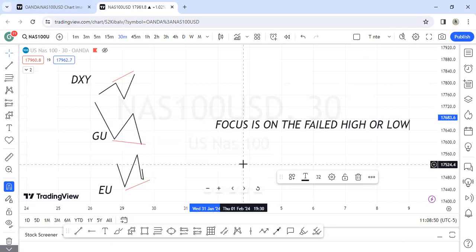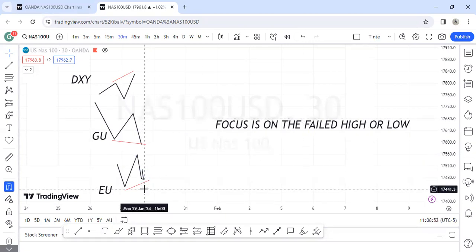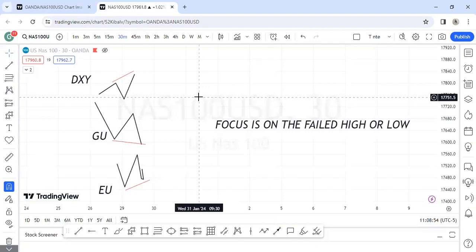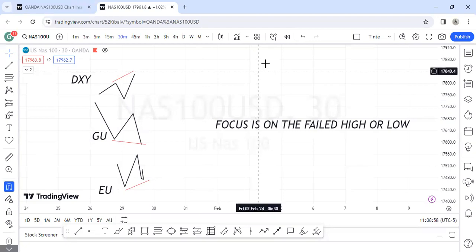So focus on the pair that could not make a low or the pair that could not make a high. It doesn't matter, it can be GU or EU, anyone, but the one that failed to make a low is the one you're focused on. So now let's look at a trade I took.